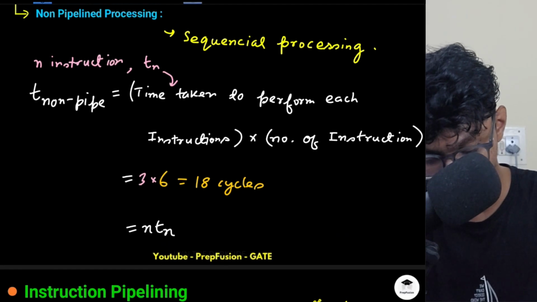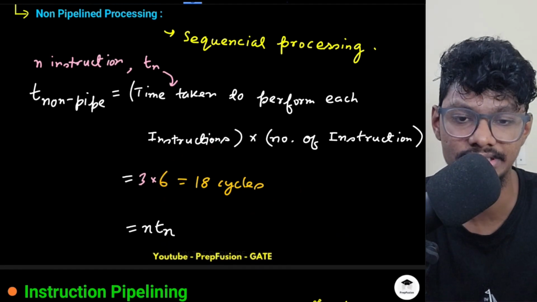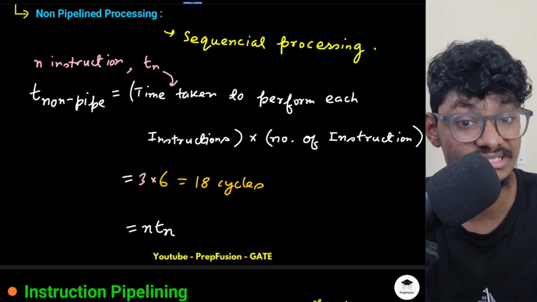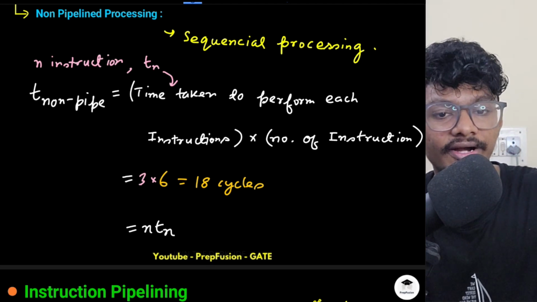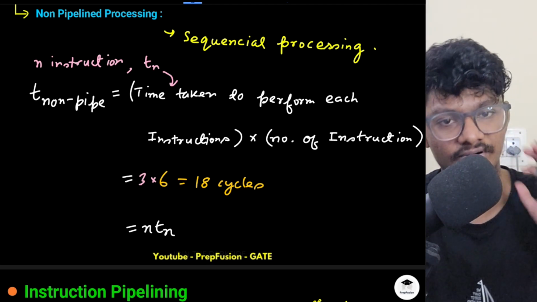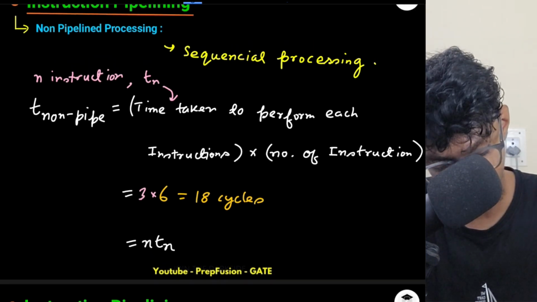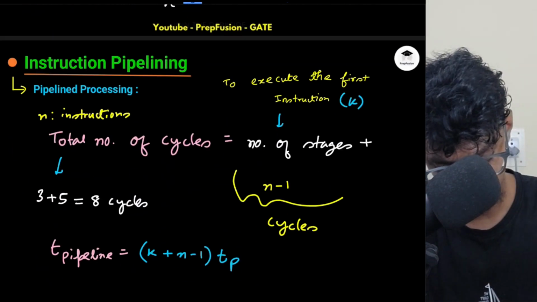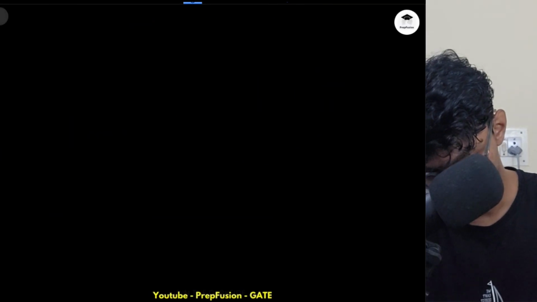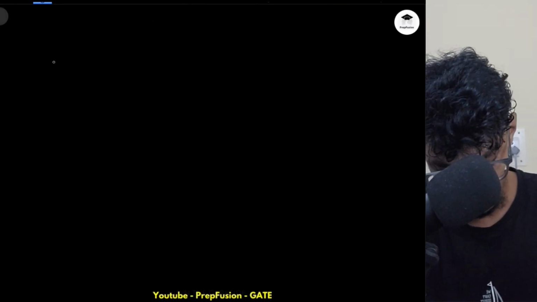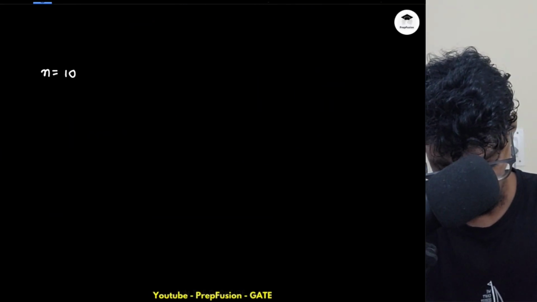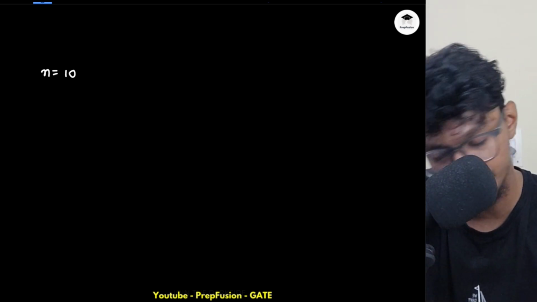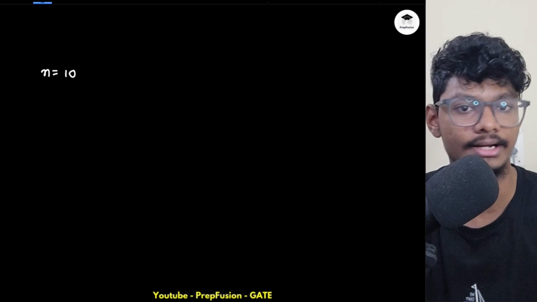But in sequential processing, or non-pipeline processing, it is taking me 18 cycles. So I'm saving 10 cycles. What if I tell you, you increase the number of similar instructions? What if this n increases? If this n increases, let's take an example. If n is 10 now, so I have an array size of 10. I'm performing the same task on 10 data points.